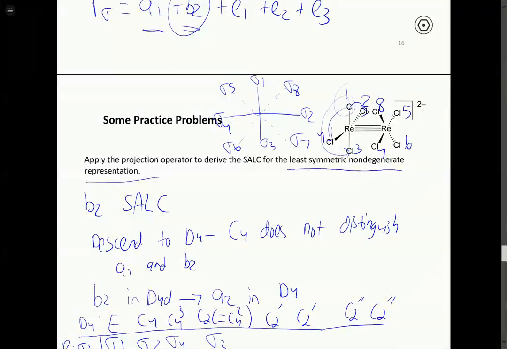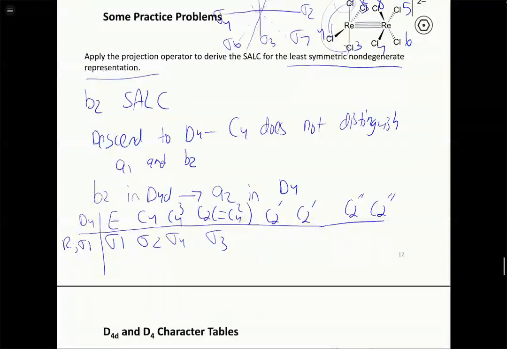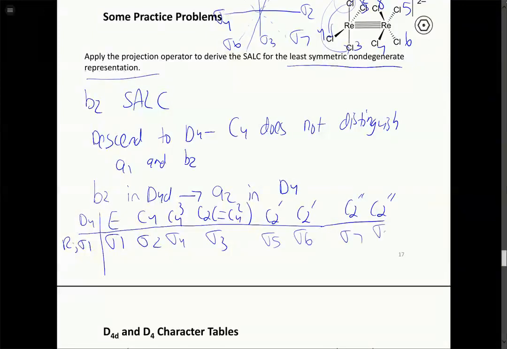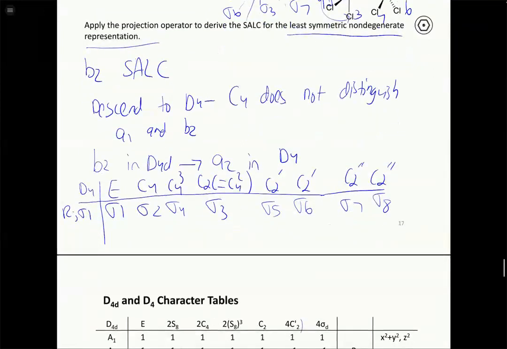So these C2 prime operations are going to interchange sigma 1 with all of the rest of them. You're going to have one that goes sigma 1 to sigma 8, sigma 1 to sigma 5, 1 and 6, 1 and 7. So in some order, you're going to get this outcome for the perpendicular C2s. You're going to interchange sigma 1 with all the ones on the other side for the 4 different C2 operations that are perpendicular. And then we multiply these by the character for the A2 representation in D4. As I said, that's the representation we're considering as correlating to the B2 in the other point group.